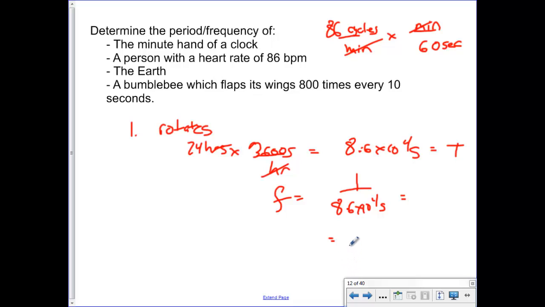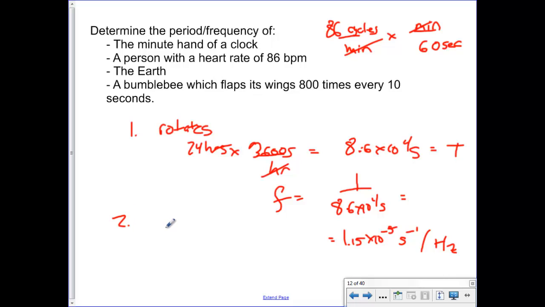Anybody have that number for me by chance? 1.15 times 10 to the -5. Thank you. And so that would be seconds to the -1, or you could call it hertz as well. So what that means is the Earth cycles this amount every second. It's not very much.